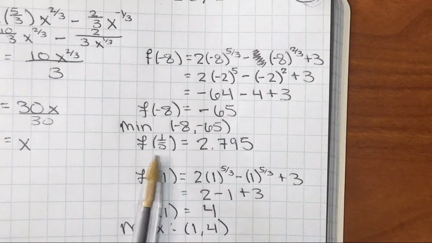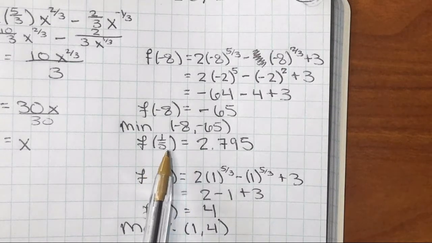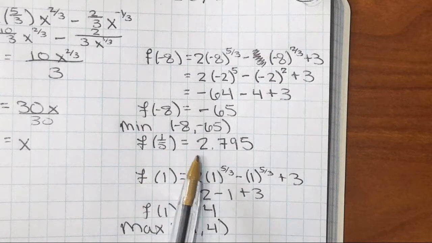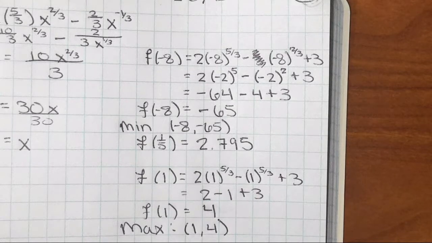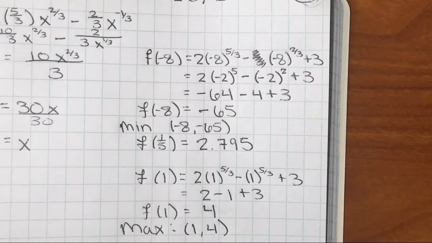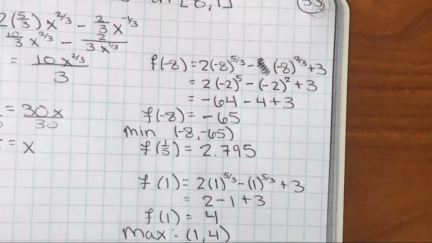So do you see how this point right here, that 1/5, 2.795, is not the maximum or the minimum? So it's not that it's not important, it's just that on that interval, it's not the highest or the lowest point. Okay? Are we good? All right.